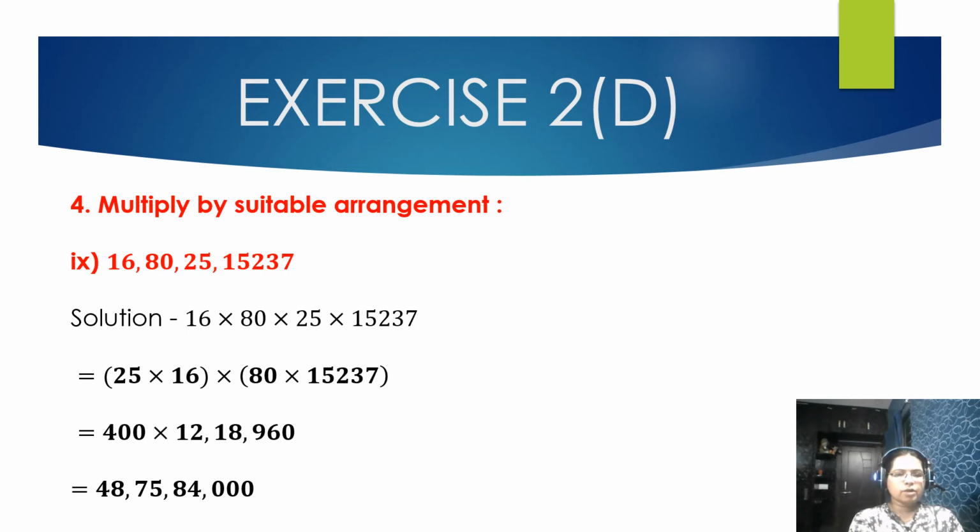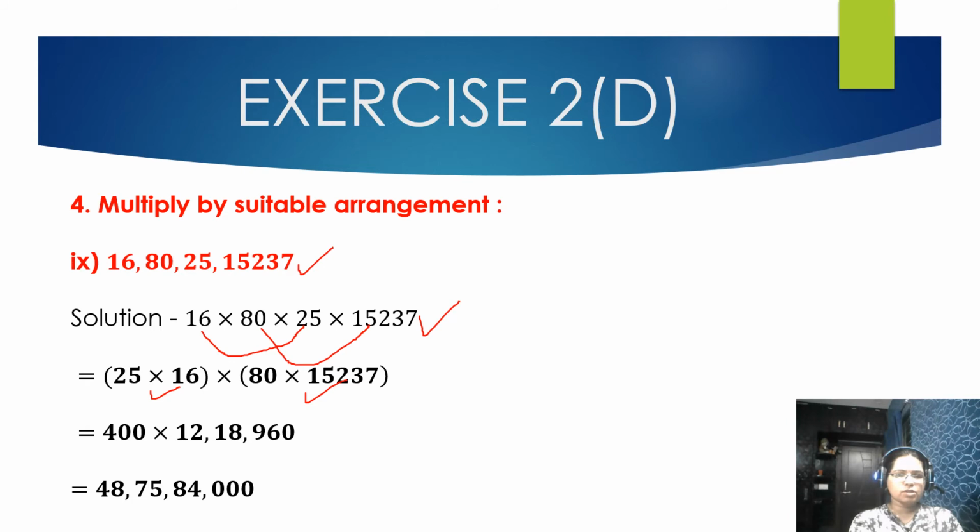Now we multiply the numbers of 9th bit, and numbers given are 16, 80, 25, 15,237, and we have to multiply these numbers using suitable arrangement. 16 multiplied by 80 multiplied by 25 multiplied by 15,237. If we multiply 16 with 25 and 80 with 15,237, this will be easy to multiply. So 25 multiplied by 16 is inside the bracket, multiplied by 80 multiplied by 15,237, that will be inside the bracket.